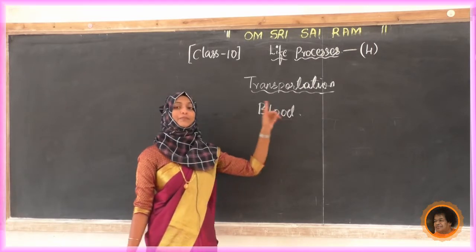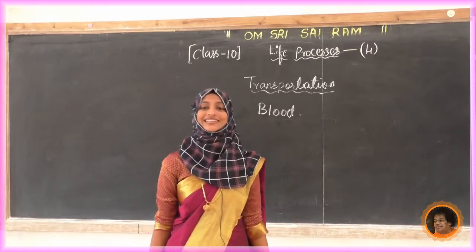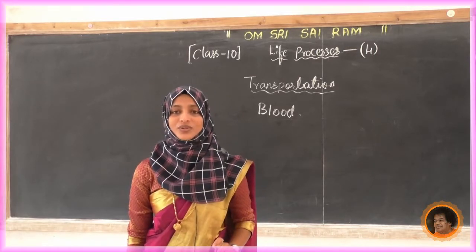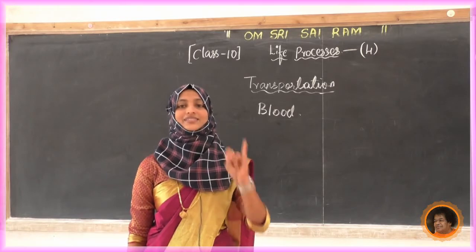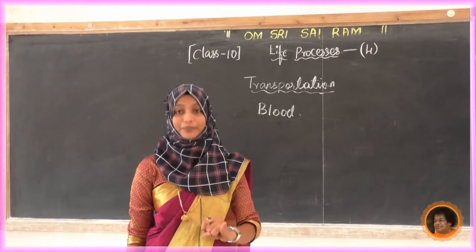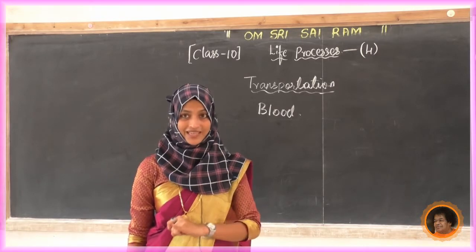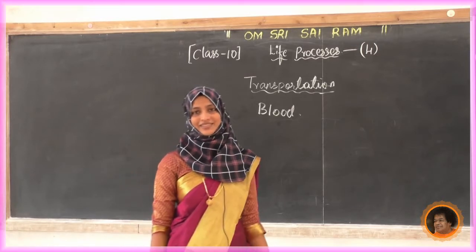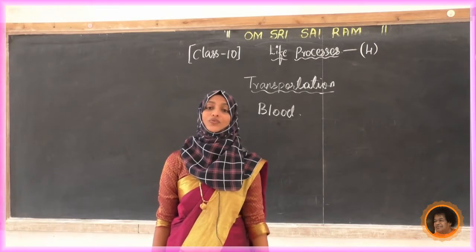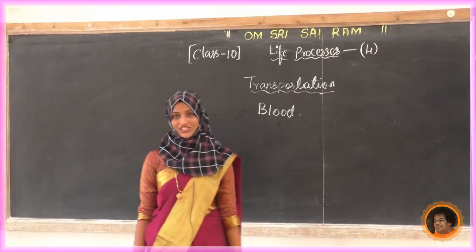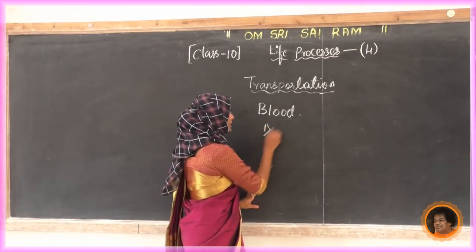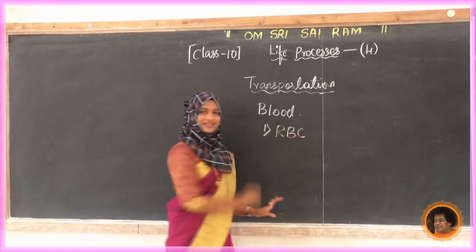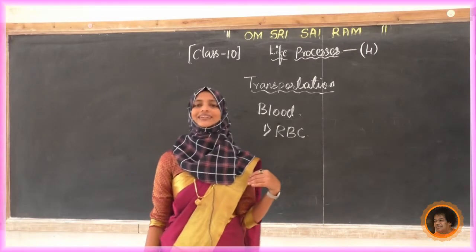See here, in blood plasma, we can see 3 types of cells. What are those? Red blood cell, that is RBC, WBC and platelets. Now tell me, what is the role of these 3 blood cells? RBC, first one. RBC, red blood cell. Now what is it doing, the red blood cell?